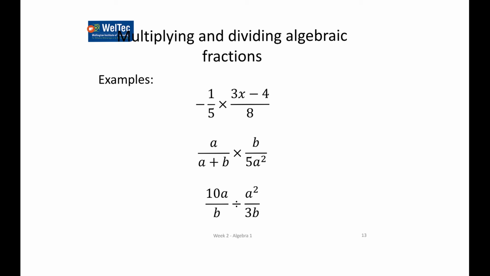Stop the video now and do these, and then just check your answers. The first one is going to be negative (3x minus 4) over 40. The second one is going to be b over 5a times (a plus b). And the last one is going to be 30 over a. So don't just look at the answers, do it first.